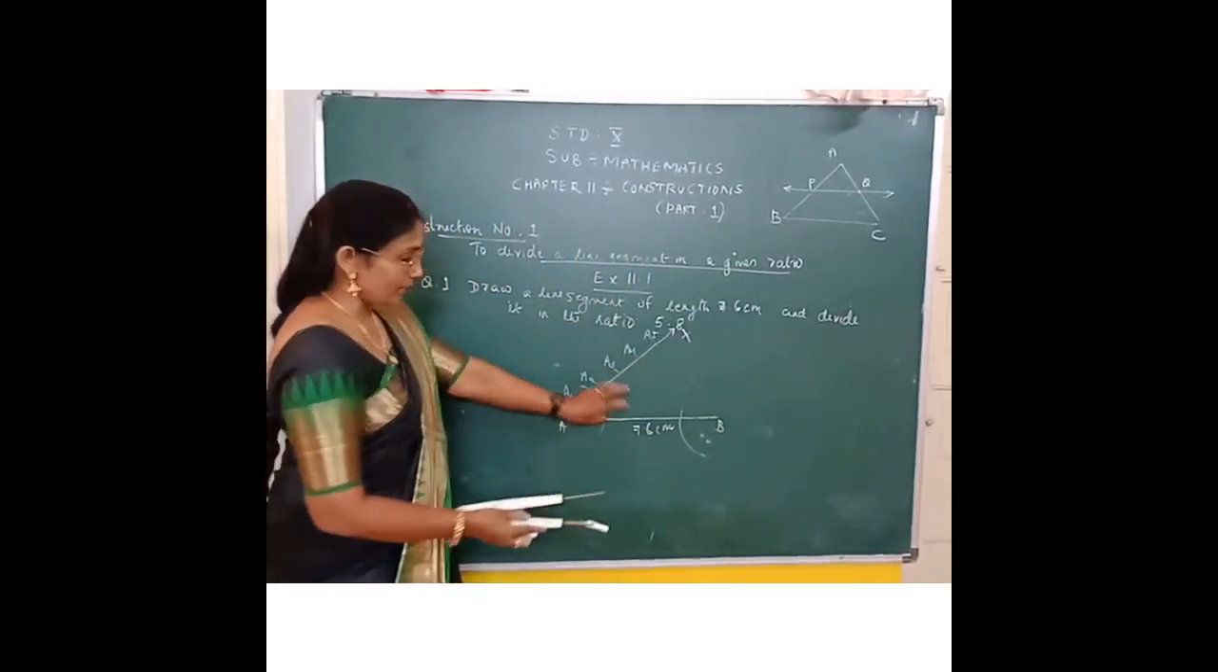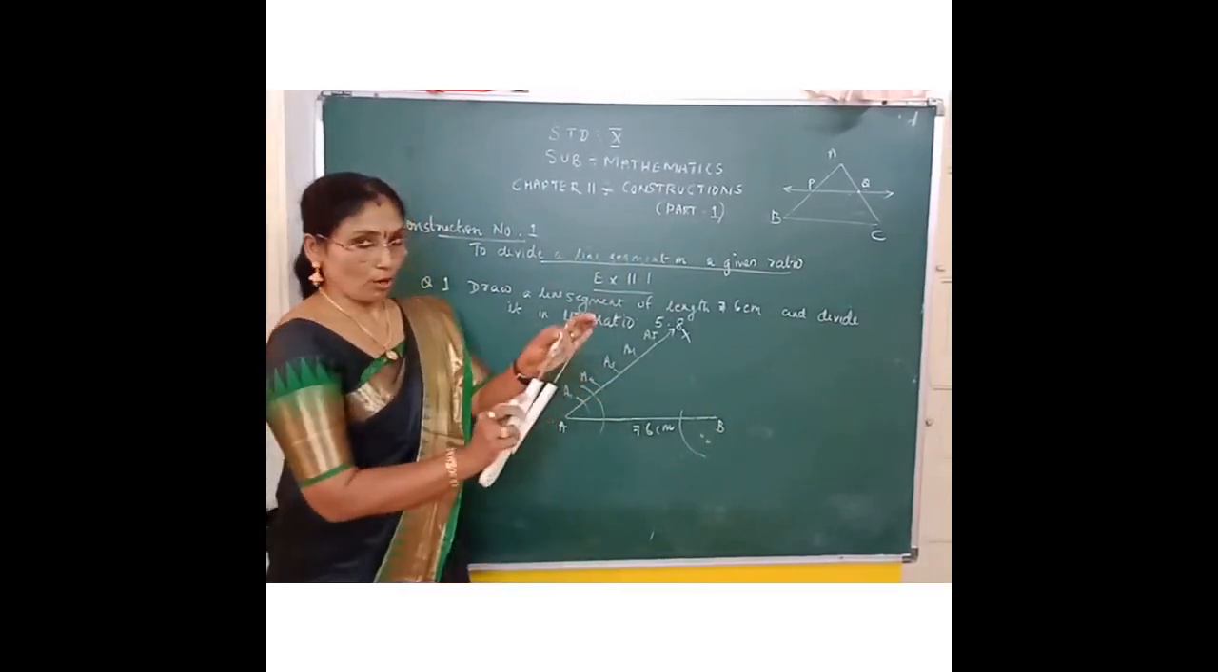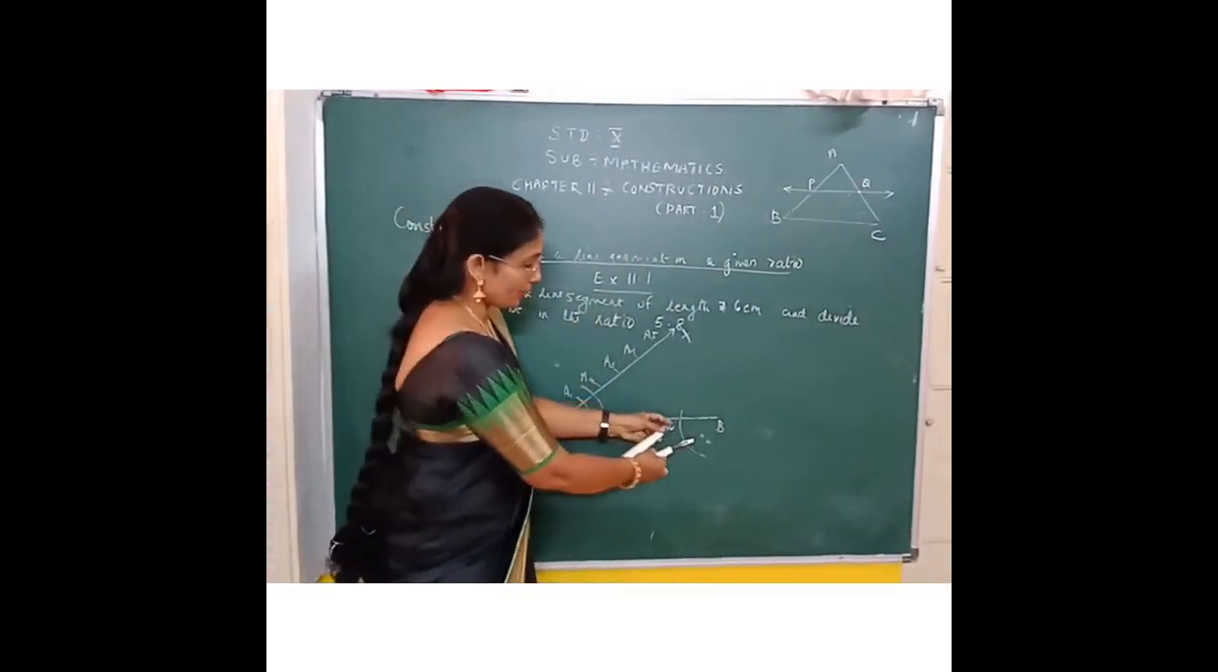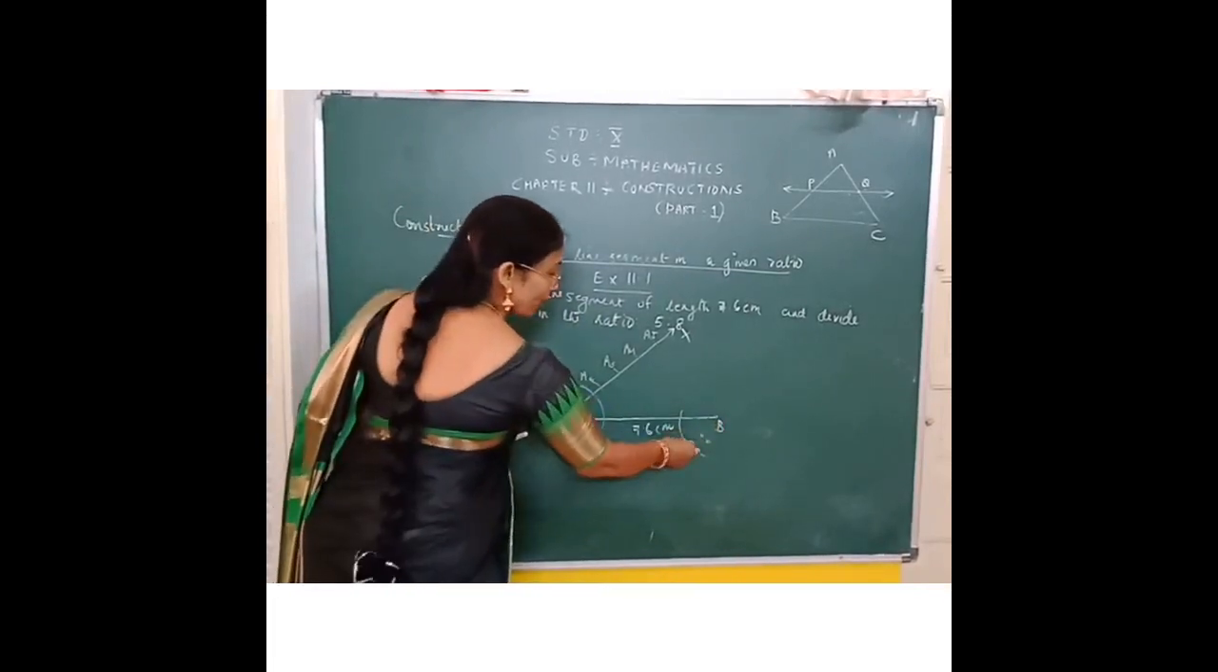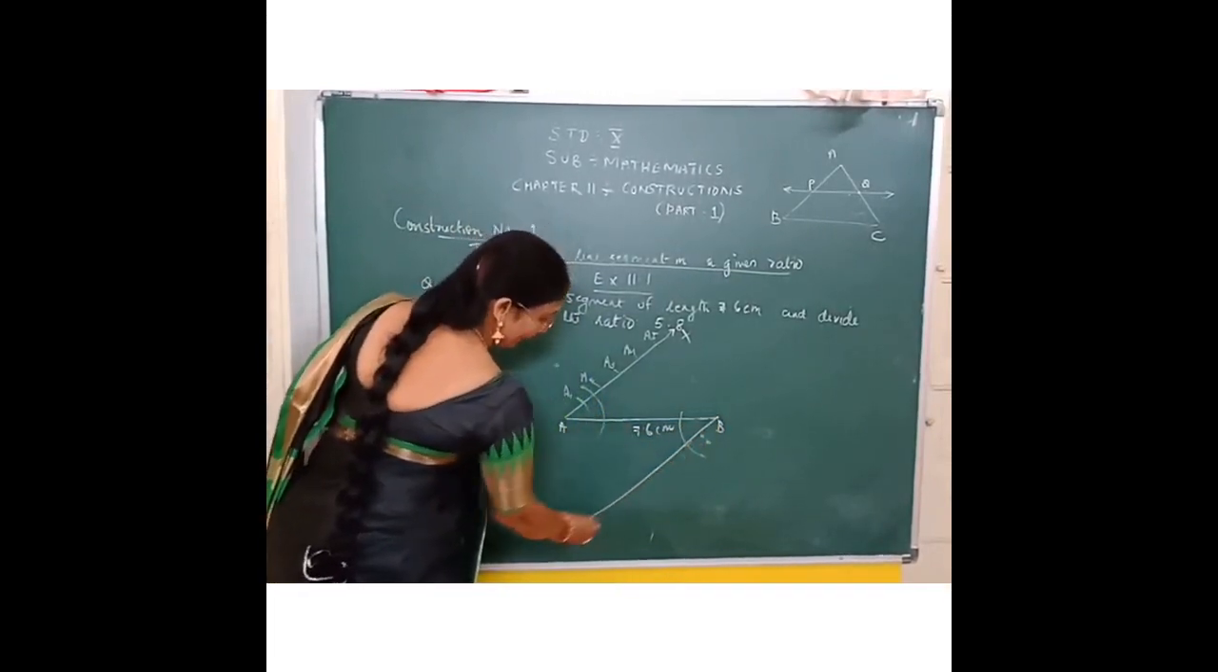You have to take this length in your compass, keep the pointer here and cut the first arc. Now join this point and this point of intersection with a line.